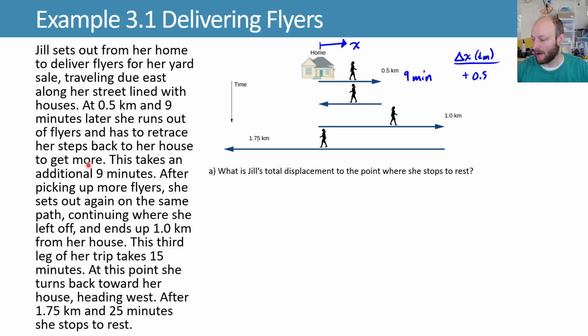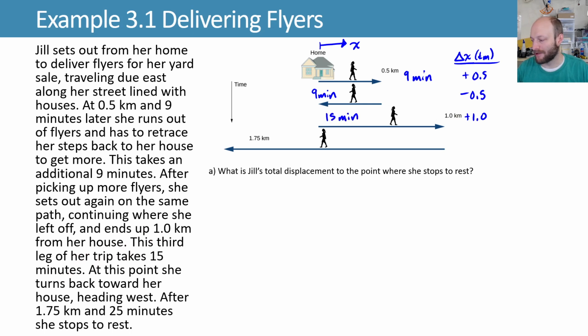So we start off with that 9-minute trip that gives us 0.5 kilometers worth of displacement in the positive x direction. All right, so she retraces her steps back to her house to get more flyers, which takes an additional 9 minutes. All right, so she goes 9 minutes in time and travels negative 0.5 kilometers in displacement. After picking up more flyers, she sets out again on the same path, continuing where she left off, and ends up 1 kilometer from her house, which takes 15 minutes. So we have a third leg that goes positive 1 kilometer of displacement.